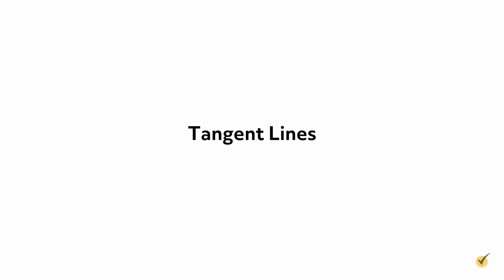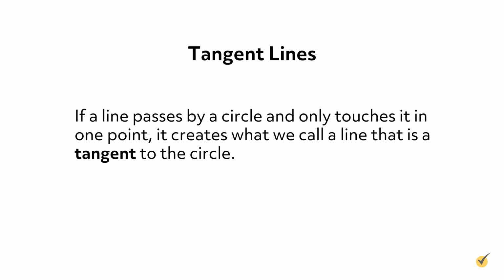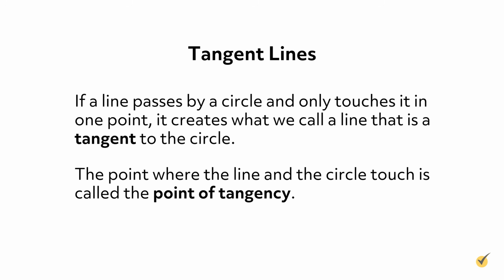Tangent lines. When a line and circle interact, sometimes secants aren't created. If a line passes by a circle and only touches it in one point, it creates what we call a line that is a tangent to the circle. The point where the line and the circle touch is called the point of tangency.